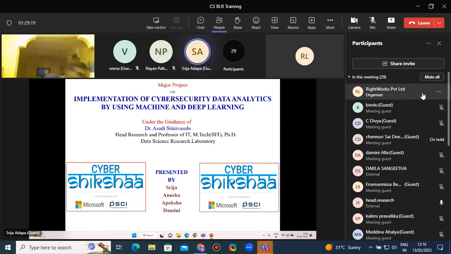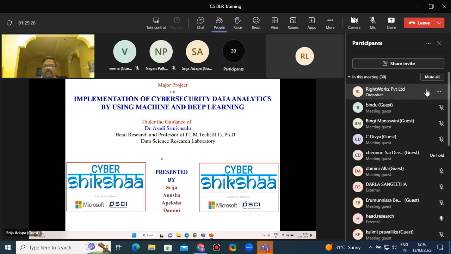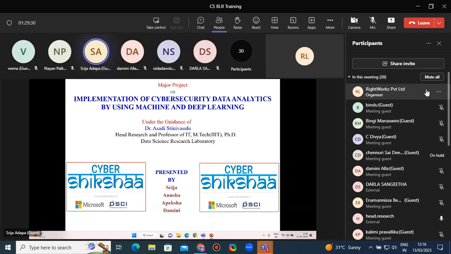Good morning, everyone. My name is Srija, and my group members are Anusha, Damini, and Apeksha. Today I'm going to explain my major project on implementation of cybersecurity data analytics using machine and deep learning, under the guidance of Dr. Asadi Srinivasulu sir, Head of Research and Professor of IT, MTech IIT, PhD Data Science Research Laboratory.